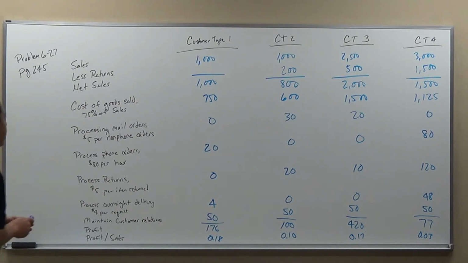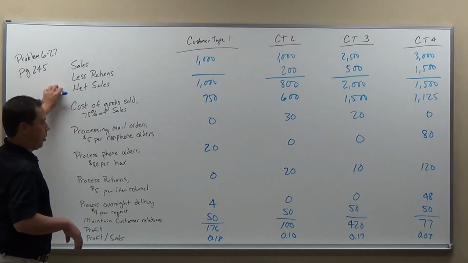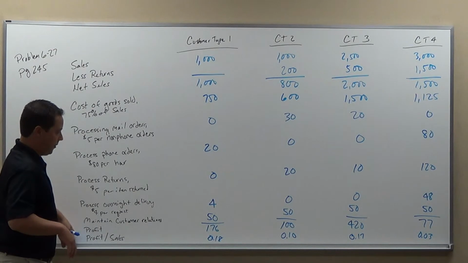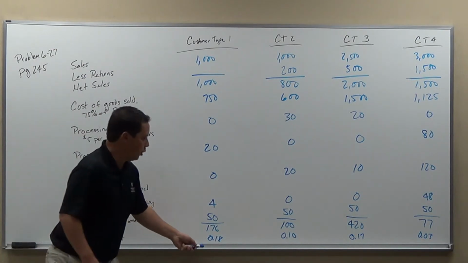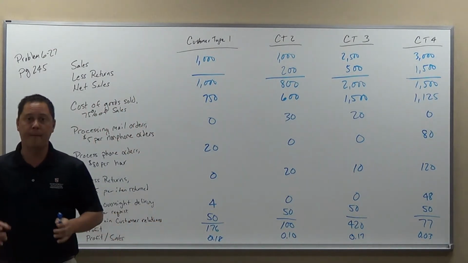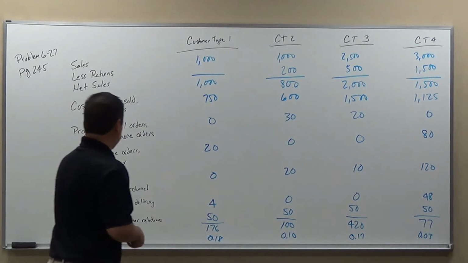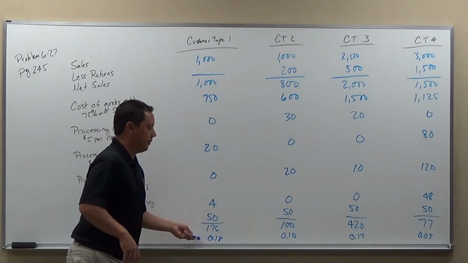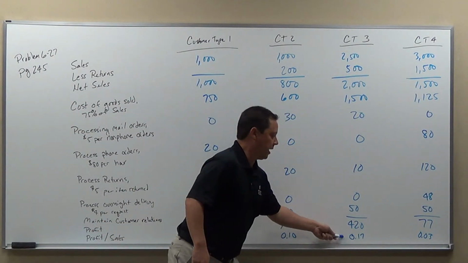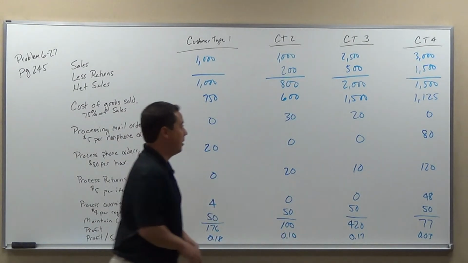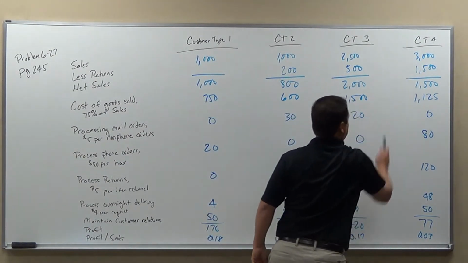All right, so this is how you would calculate the first part of the problem. We take a look at the profitability analysis here. Actually, if you look, type 1, for the amount of sales we get, this we're the most profitable. Customer 3 is second. Customer 4 is way down, even though that's the most amount of sales that we have.